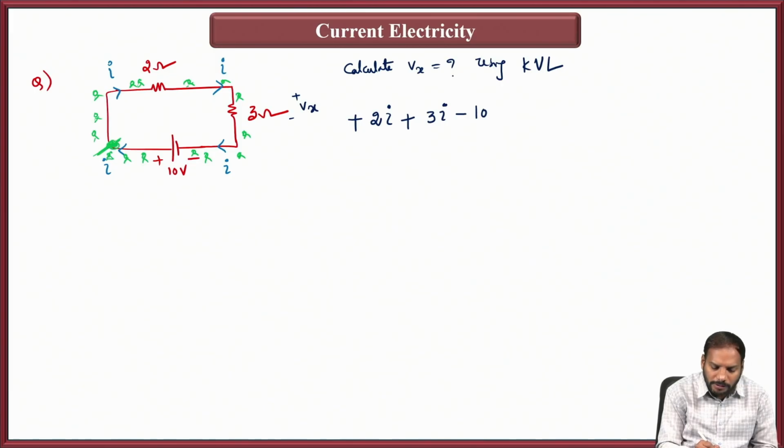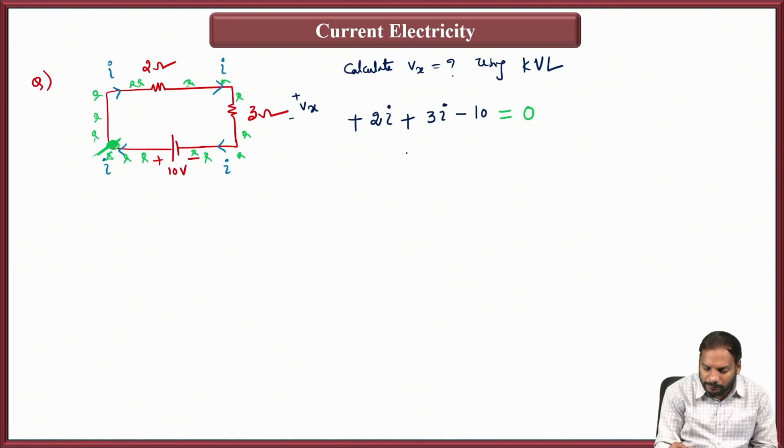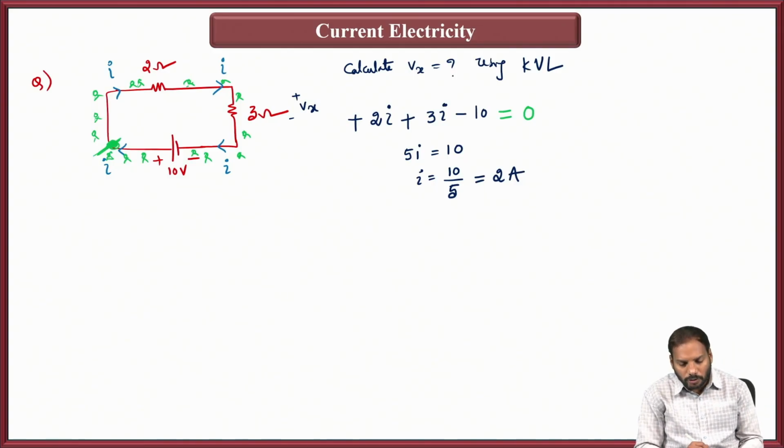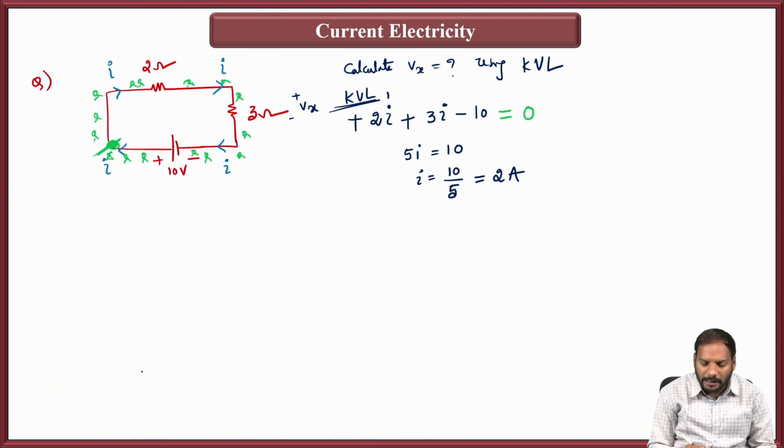And finally, you come back to this point once again. Reach the original point. That means you have completed the loop. That means that is exactly equal to 0. So from this logic, simply 5i is equal to 10. So I is equal to 10 divided by 5, which is equal to how much? 2 amperes. So using KVL, what have I done? I have applied KVL in this loop and I calculated the current, 2 amperes.